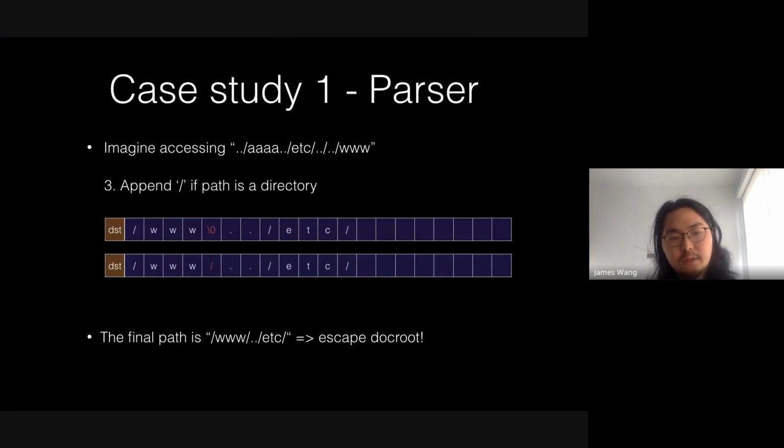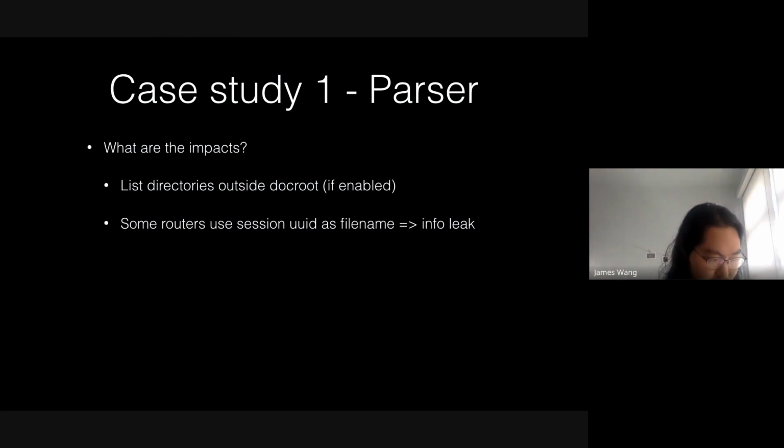Okay, great. So what we see here is a simple memory bug, not checking the contents of a buffer and allowing leftover contents to affect the final results of our path normalization. And the impacts are pretty obvious. If the device enables listing directories and it uses uhttpd, then we can read any file. Also, we can list any directory outside of the doc root.